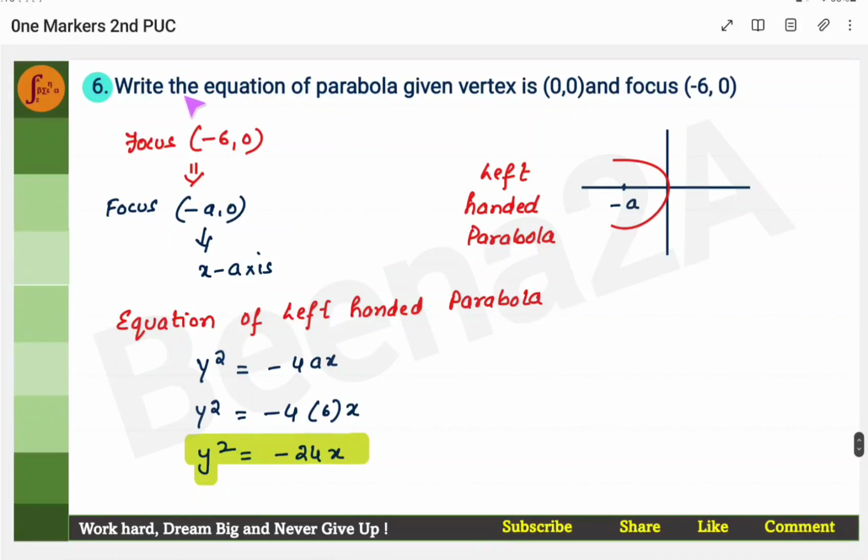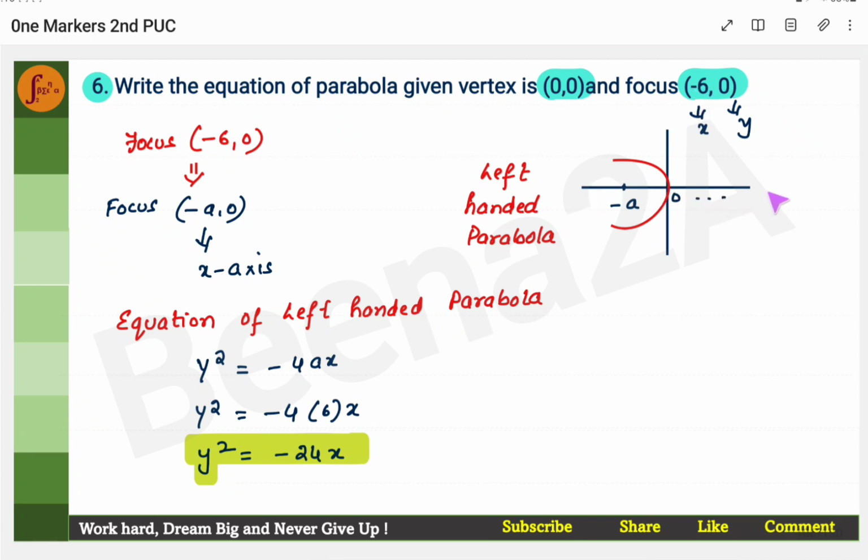Now, next one. Write the equation of parabola. Vertex is given, 0, 0. Focus is given. Now, first see which coordinate has the value. This is the x coordinate. This is the y coordinate. So, the focus is on the x-axis. Whether it is positive or negative, it's the negative x-axis. That is this part, right?